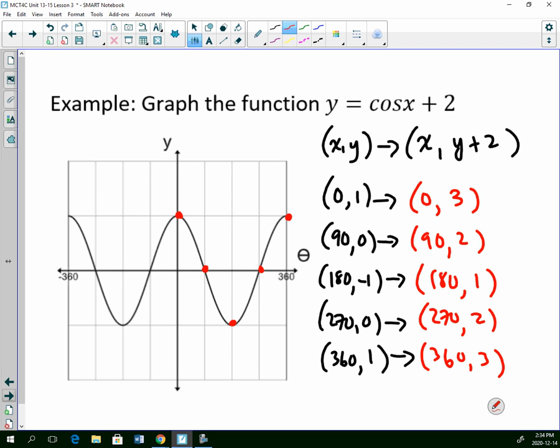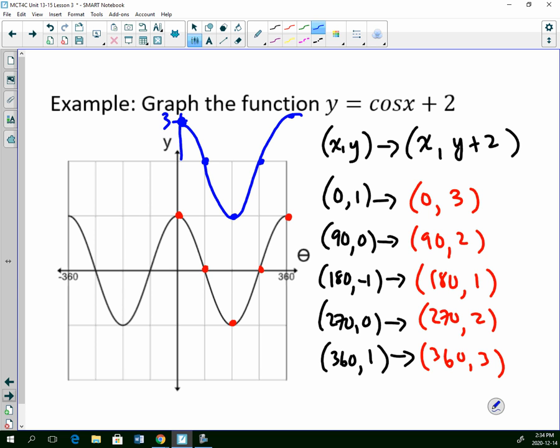So there's my mapping notation. Those are my new points, and then I could just plot those on. So the new point, I'll have to go up to 3. So we've got a point here, 90, it's at 2, 180, it's at 1, 270, it's at 2, and 360, it's back to 3. So there's my new curve.